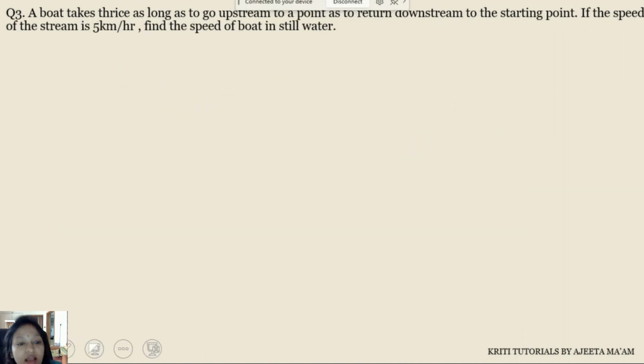Now, see the next. A boat takes thrice as long as to go upstream to a point as to return downstream to the starting point. Now, again, thrice as long. What do you mean by the word thrice as long? Well, tell me. Again, the same thing. T upstream to T downstream. What's the ratio? 3 is to 1. Now, if the speed of the stream is given to you, you have to find only the speed of the boat in still water. So now what you have to do?